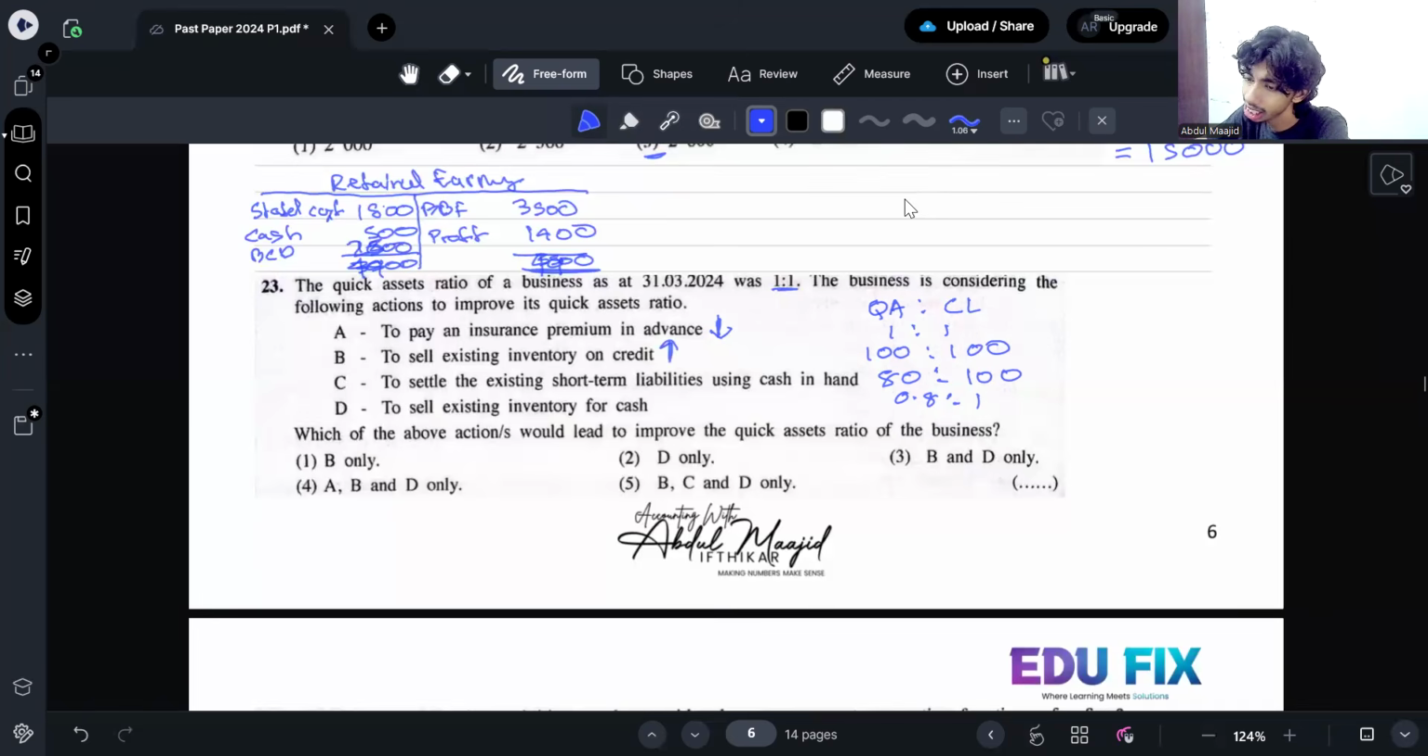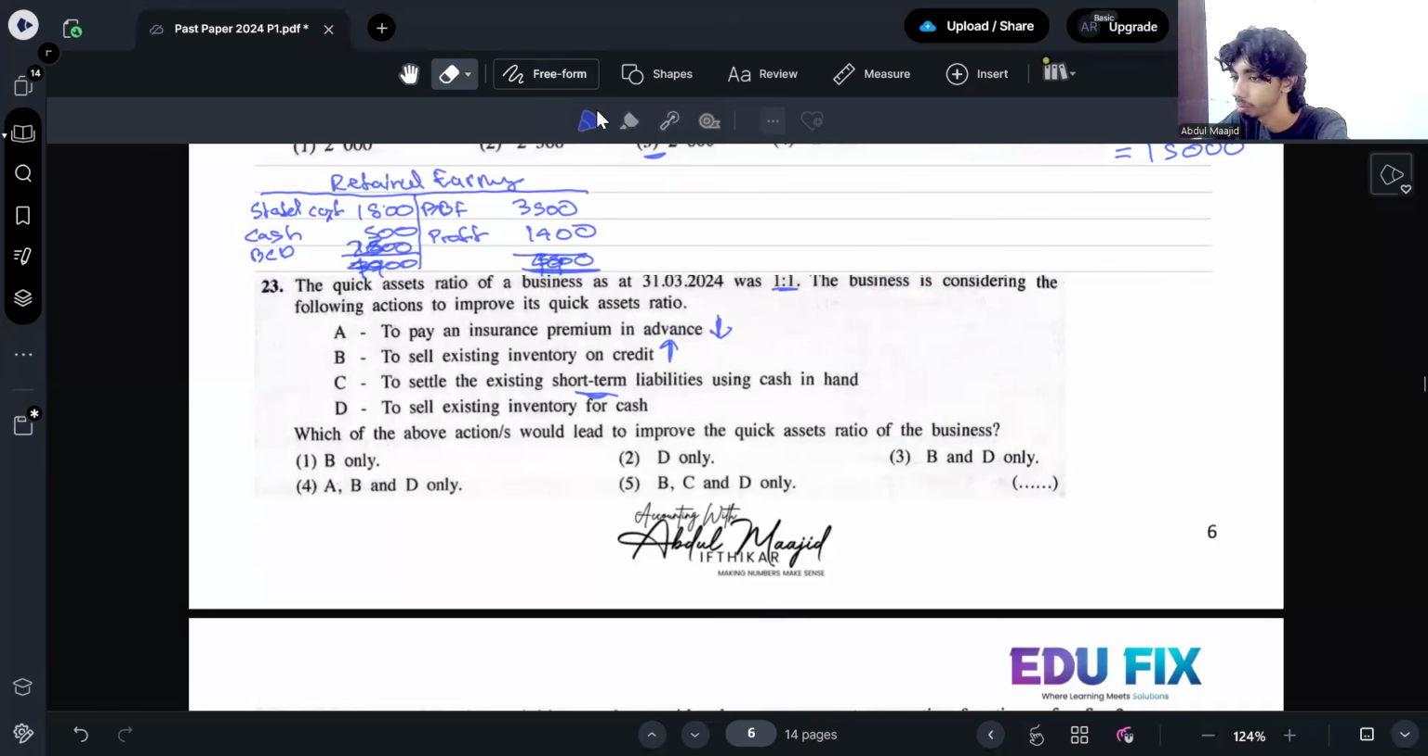See, to settle the existing short-term liability using cash in hand, what will happen? Increase, decrease, or no change? Due to the third one, what will happen? Increase, decrease, or no change? To settle the existing.